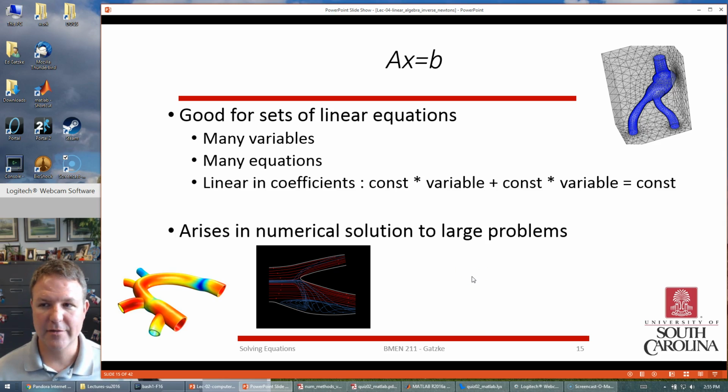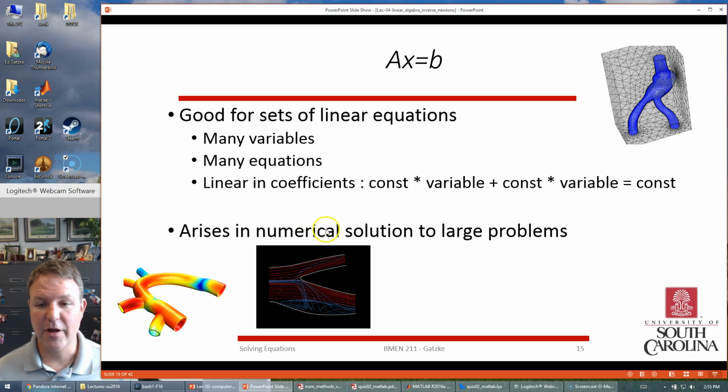Again, why are we doing this? If we have sets of linear equations, there could be lots of variables, lots of equations, and they're all linear, where you have a constant value times a variable, plus a constant times a variable. This often occurs when we're solving numerical problems. It's easy to solve analytical problems where you have simple algebra and you can find the solution for all cases. But if you have numbers on the coefficients and you don't need it in terms of variables, you have to actually come to a numerical solution.